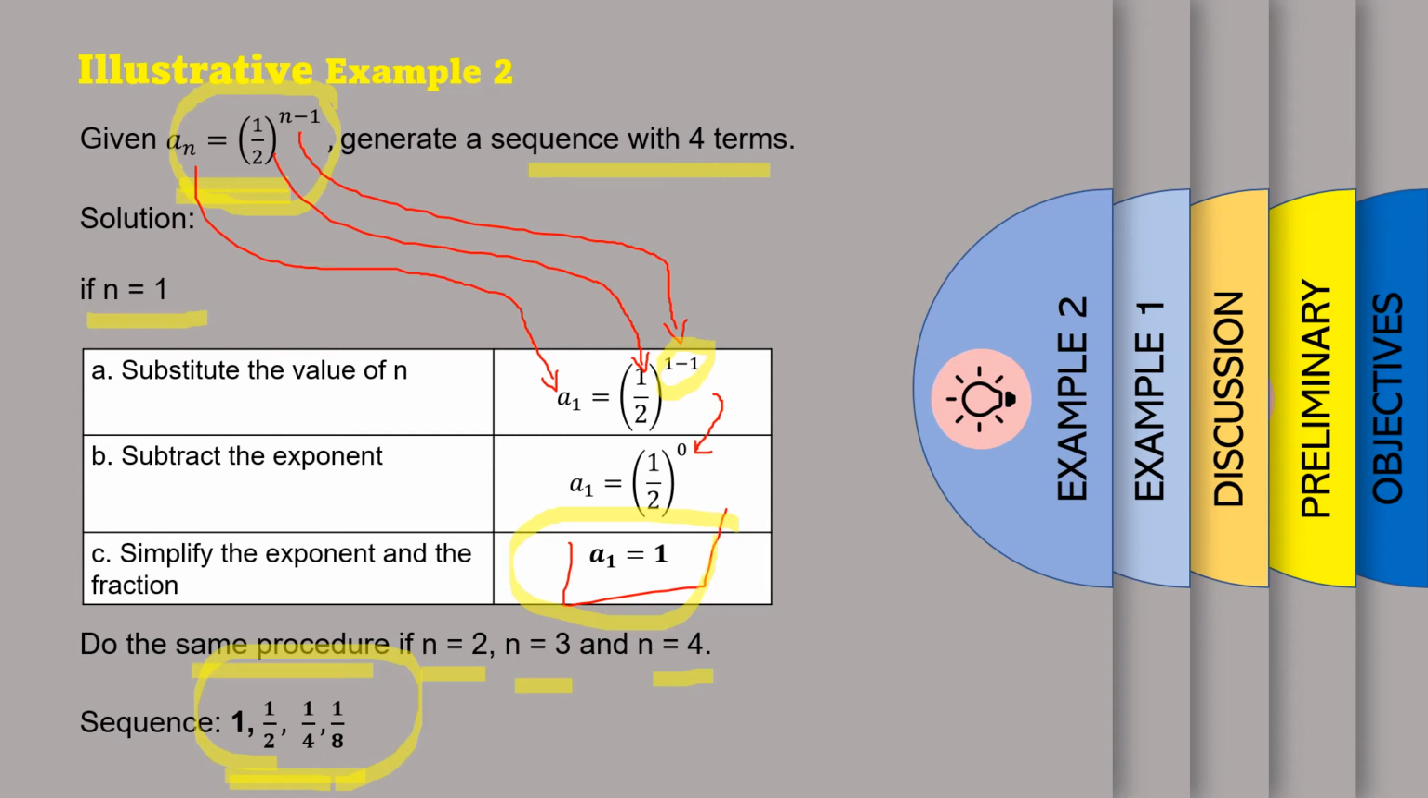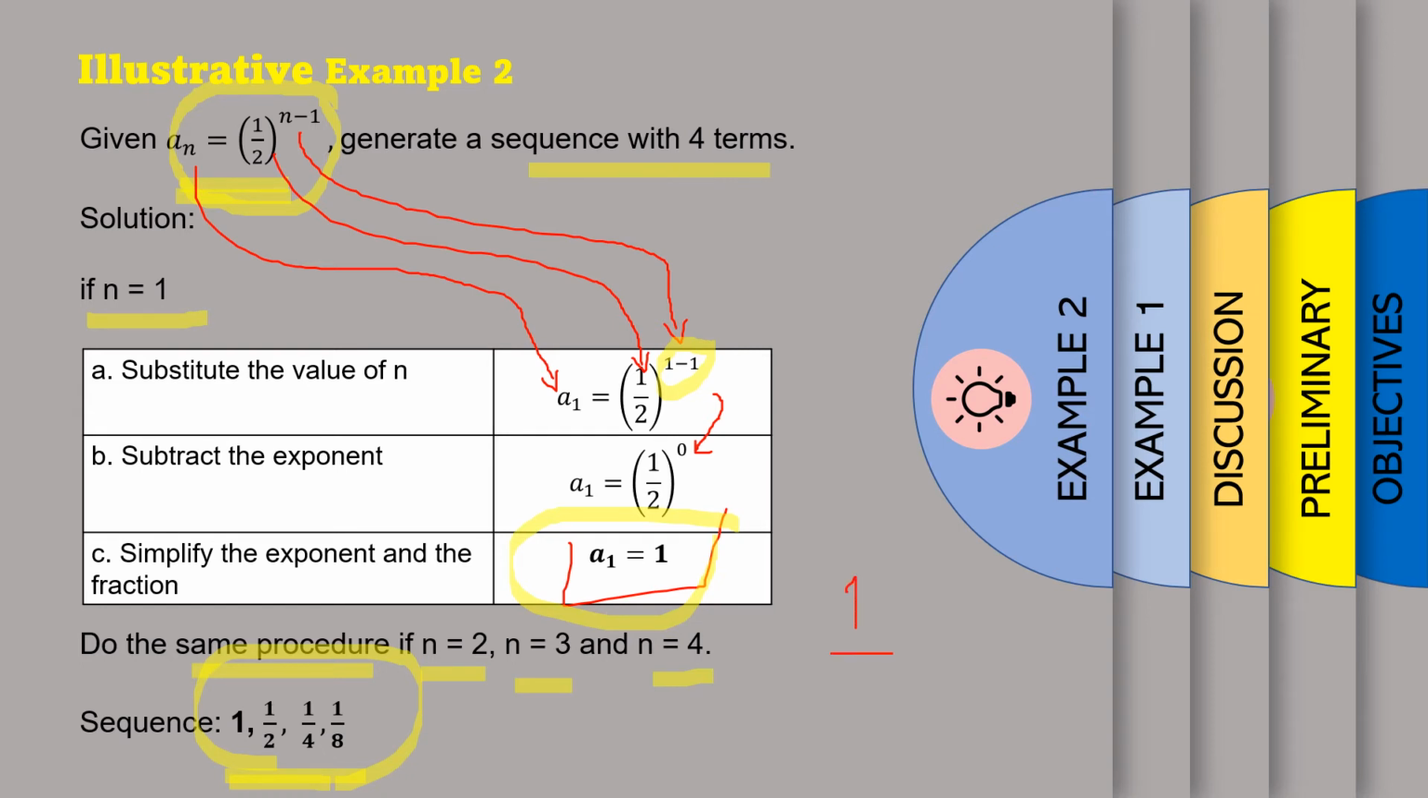And then, yung third term mo, it will become 1/2 raised to 3 minus 1, that is 2. So, 1/2 raised to 2. That is 1/2 times 1/2. That is, correct, that is 1/4. And then, para naman sa 1/8, mangyayari magiging 1/2 raised to 4 minus 1. That is 1/2 raised to 3. Diba? Ganun yung magiging setup natin dyan.